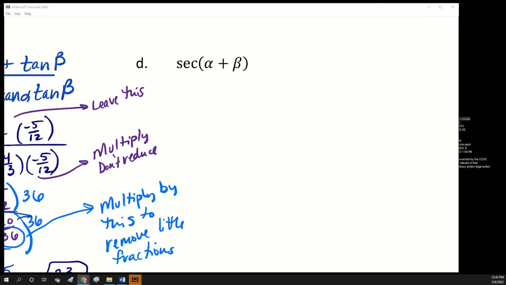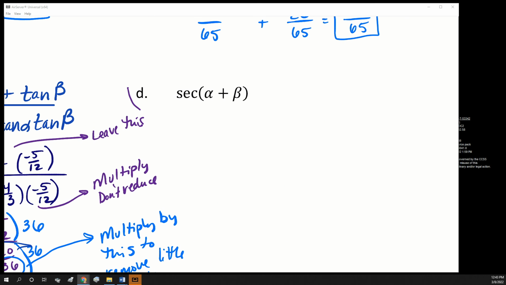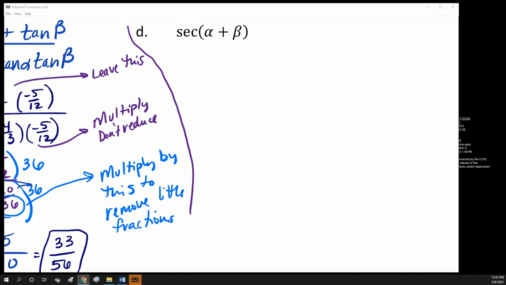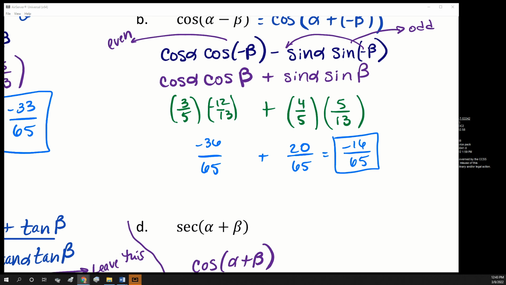All right, so what is going to be kind of weird about D? Secant. Yeah, we don't have a formula for secant. So what do you guys think we should do? Change it to cosine. You're going to use the cosine rule. And then once we get down to the end where our answer is just something like this, then we'll just do the reciprocal.